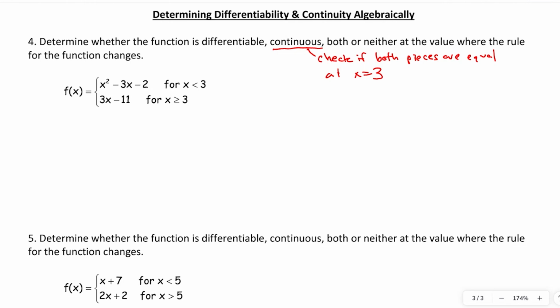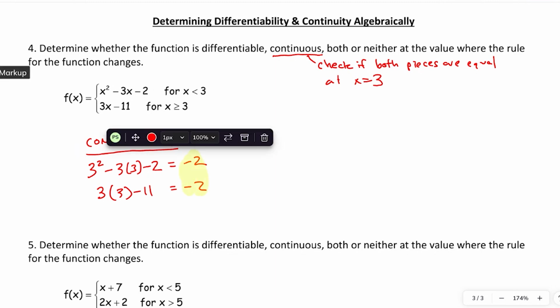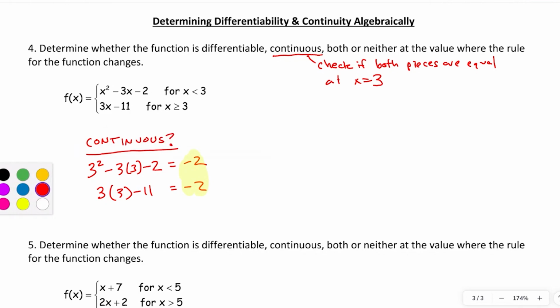Can you derive the slope? All right, we'll get there. So let's check the continuity. We're going to evaluate each one at x equals 3 and see if they're the same. So 3 squared minus 3 times 3 minus 2 is 9 minus 9 minus 2, which is negative 2. Then if I plug 3 into the second equation, we get 3 times 3 minus 11, so 9 minus 11 is also negative 2. Since the left-hand side equals the right-hand side at 3, we can say that, yes, it's continuous.